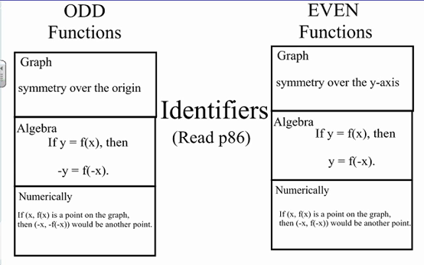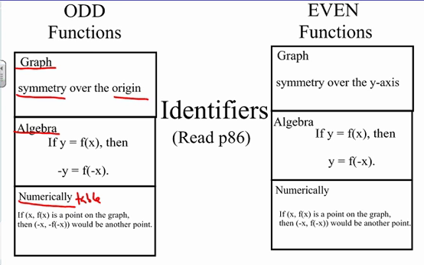First off, identify odd and even functions. If you read through page 86 in your text, you identified that odd functions have three distinct characteristics: the graphing, the algebra or analytical, and numerically, which talks about a table. Odd functions are special, okay? They're different than all other functions in that they have symmetry over the origin.